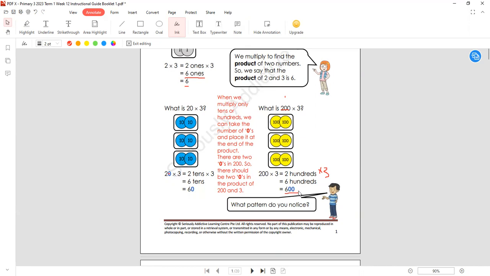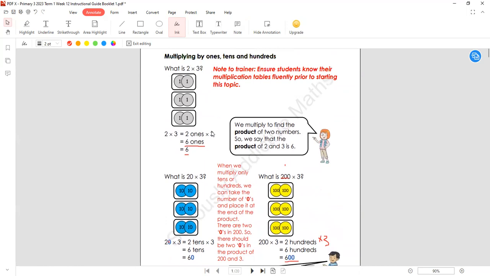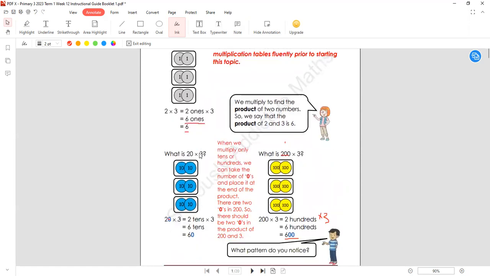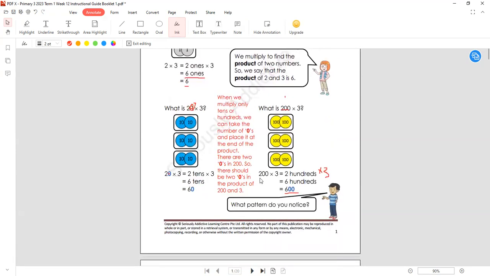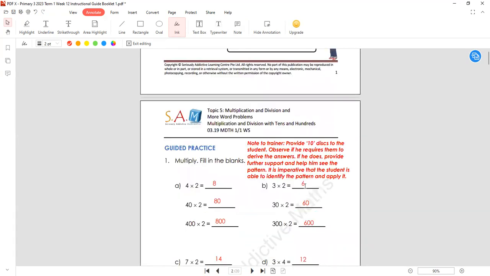Then get them to notice what they find in common. If they're unable to say, just tell them that when multiplying by tens or hundreds, all they need to do is think of it as multiplying by ones, but putting the 0 aside first. Once they have done 2 times 3, they put the 0 back, so you get 60. Same thing for 200 times 3: put the 2 zeros aside, 2 times 3 equals 6, then put them back, so you get 600. That's a very quick way of getting them to answer the question.